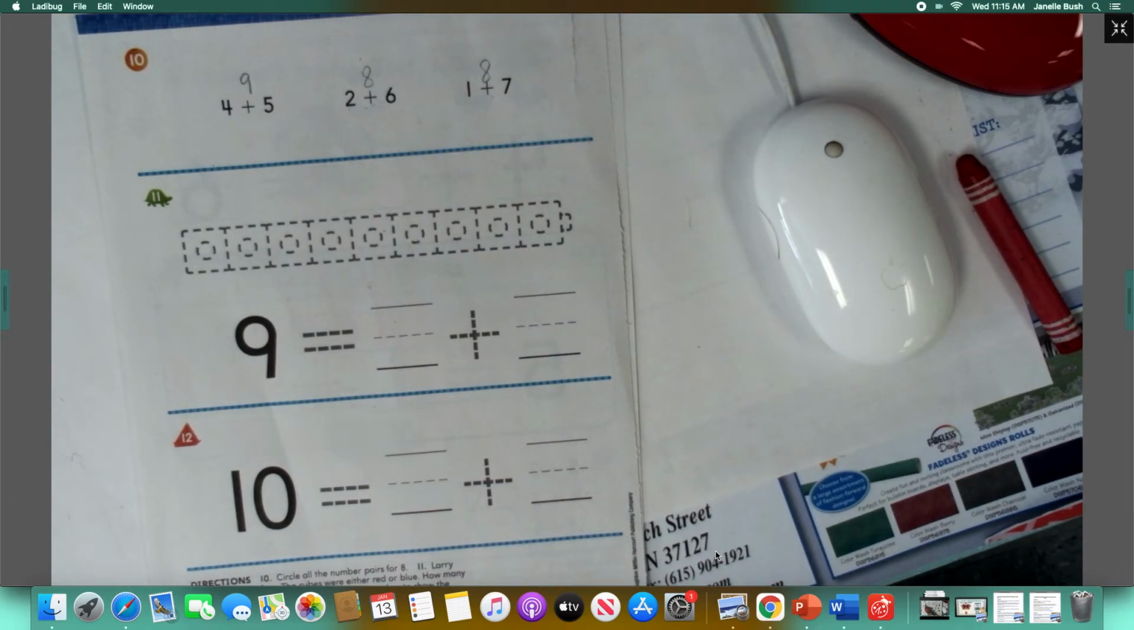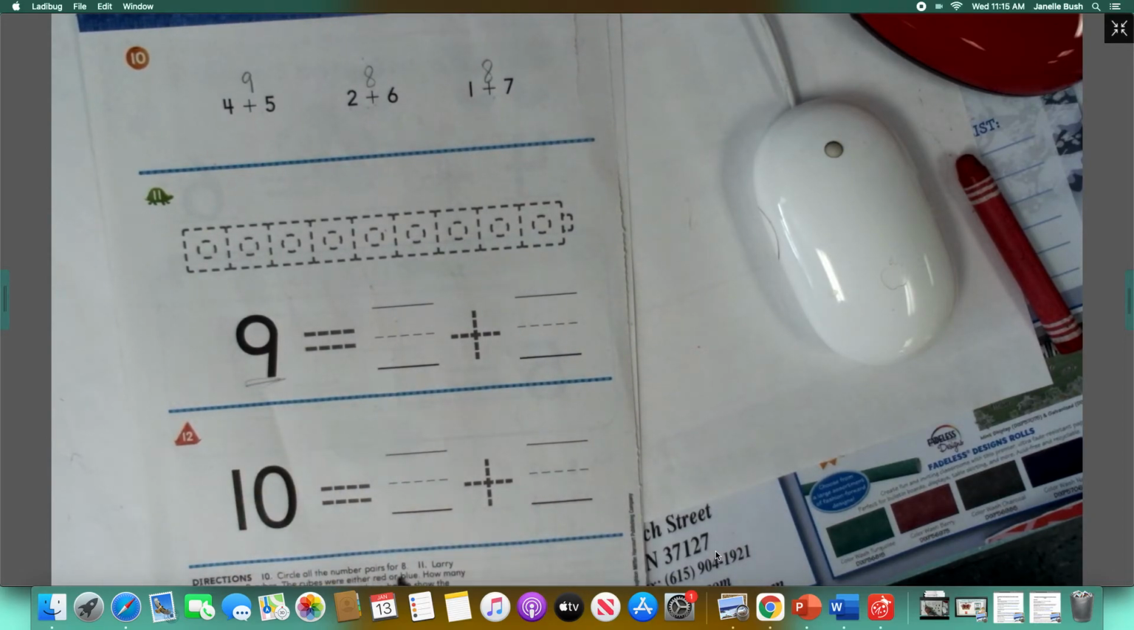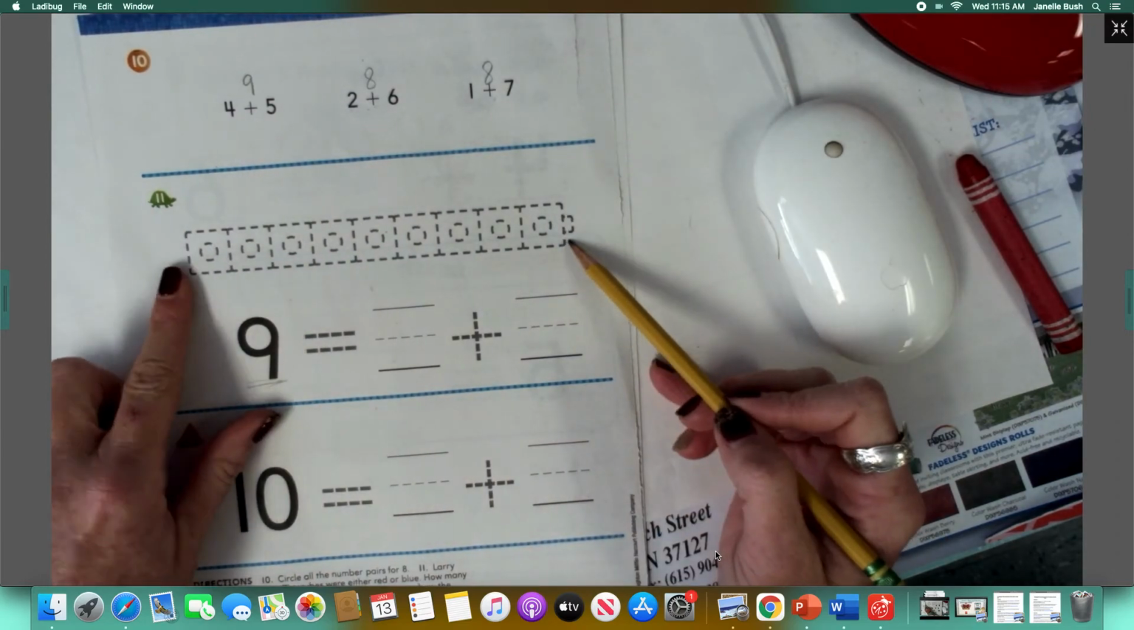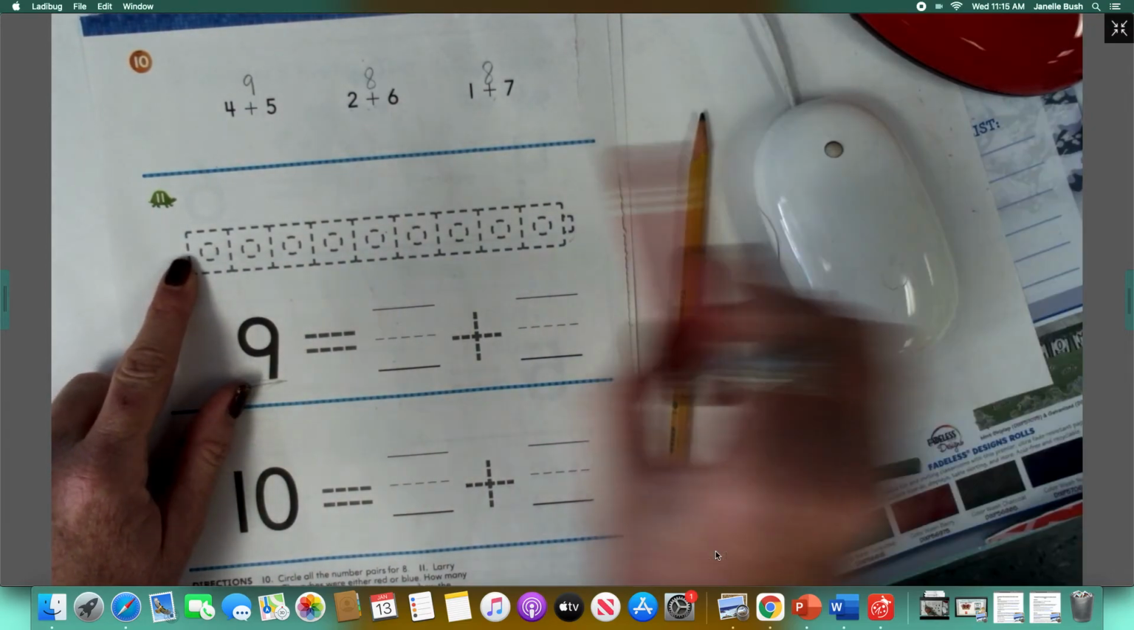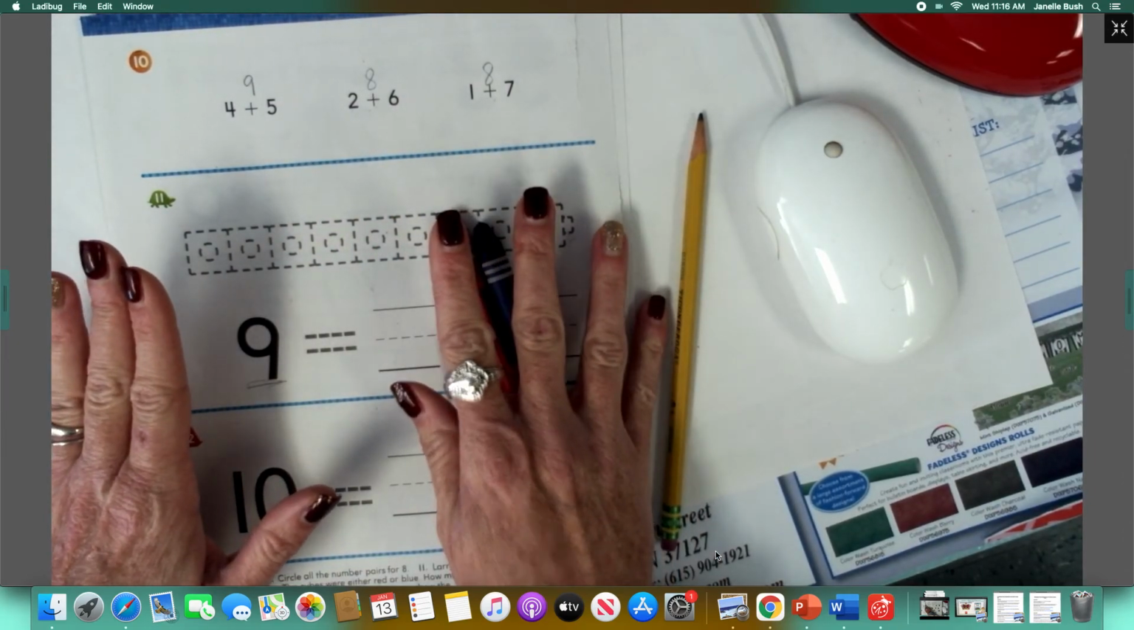Number 11 says, Larry counted out 9 cubes. And there's the number 9. The cubes were either red or blue. How many red and how many blue cubes could he have? Color the cubes to show the number of red and blue cubes. Write the numbers to complete the addition sentence. So basically on this one, we've got 9 cubes all together. You're going to use red and blue. You can color it any way you want to.